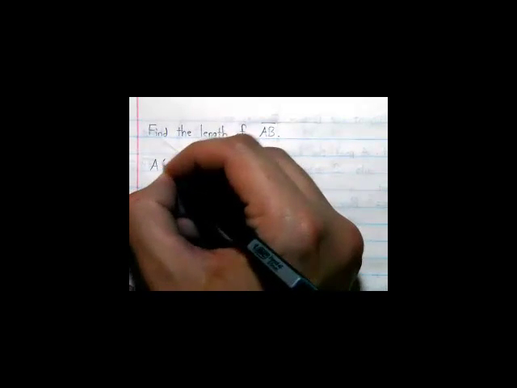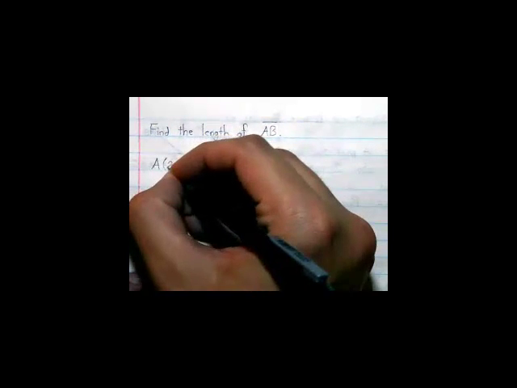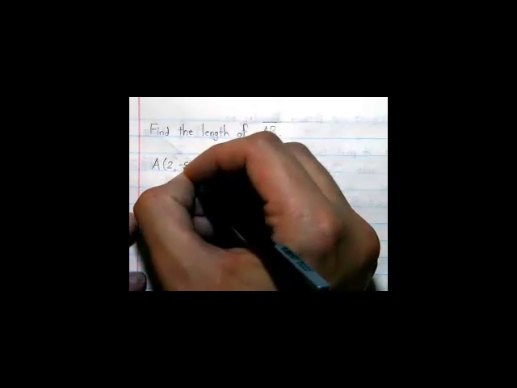All right, so we're going to find the length of a segment AB, and I'm going to give you coordinates for A and coordinates for B. A is going to be (2, -5), and B is (7, 2).